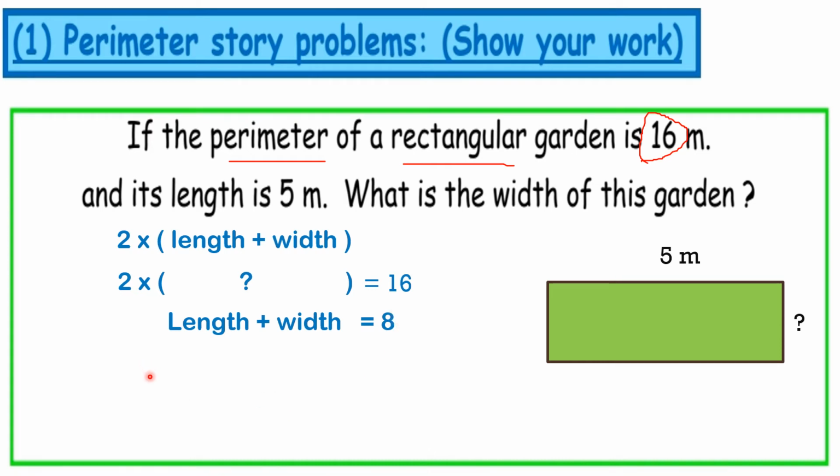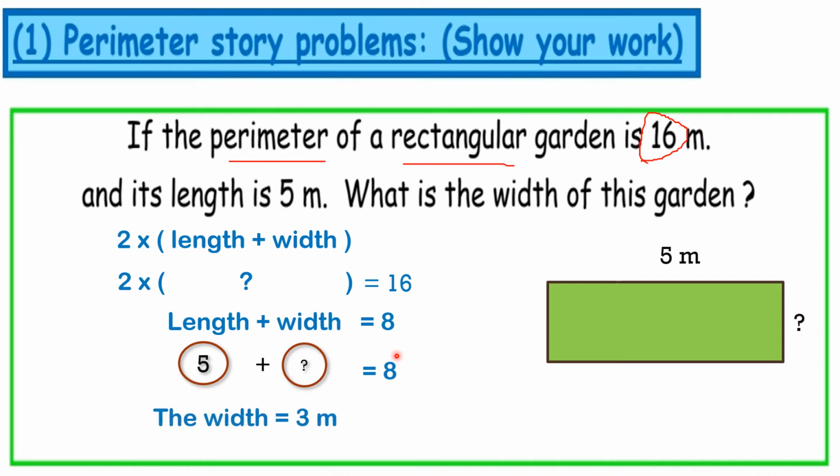Now I have the length, it is 5, but I don't have the width. But I know that the length plus width gives me 8. So 5 plus what gives you 8? 5 plus 3 gives you 8. So the width is 3 meters. And don't forget your unit.